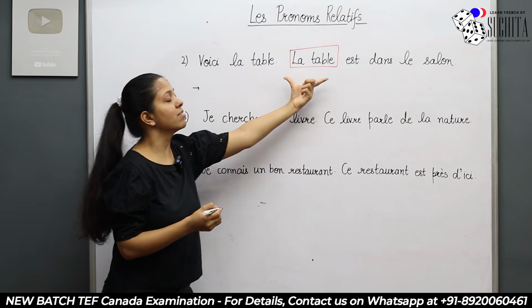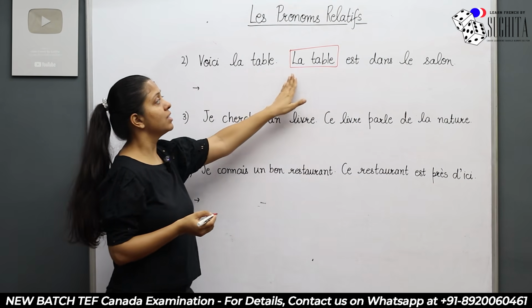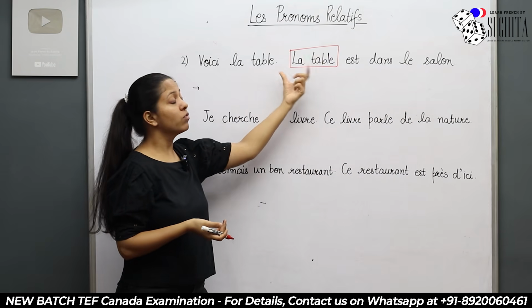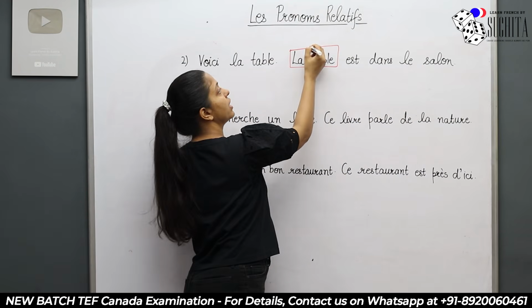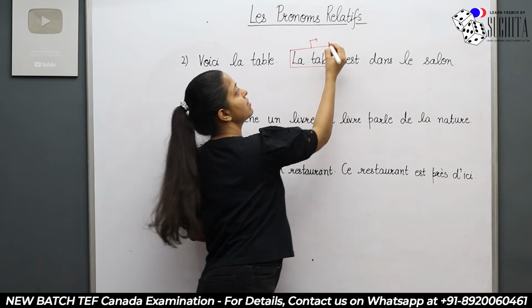Here you have la table. In the second sentence, the repetition is la table. So, here is the table. The table is in the living room, right? So, in the second sentence, you have the repetition of la table, and just think, is it the subject or is it the object? It's the subject.